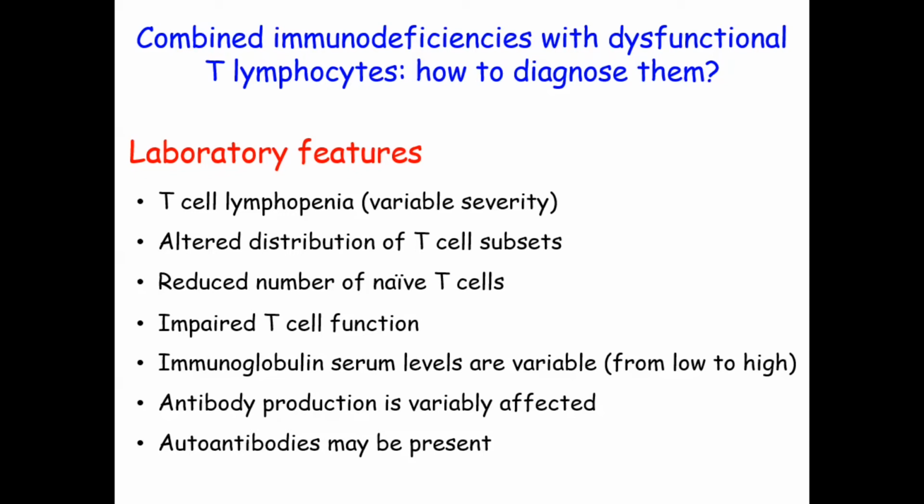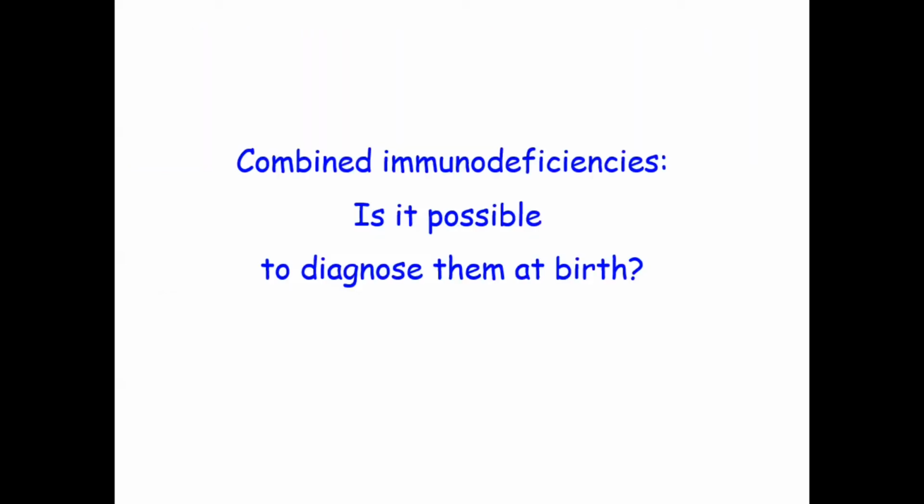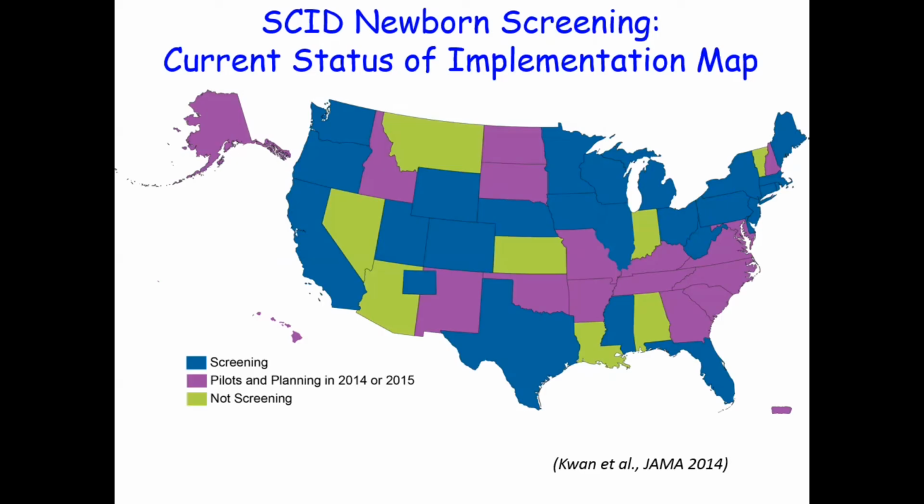Immunoglobulin levels are variably affected. In some cases, you do have hypogammaglobulinemia because the T cells can't help the B cells make a normal number of immunoglobulins and antibodies. But sometimes, and this is associated with autoimmunity, you actually see hypergammaglobulinemia, another manifestation of immune dysregulation. And of course, in that case, you also often see autoantibodies. So is it possible to diagnose combined immunodeficiency at birth? Pretty much like Dr. Pak has shown us, it is possible, in fact, with severe combined immunodeficiencies.